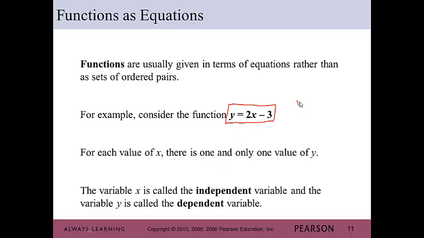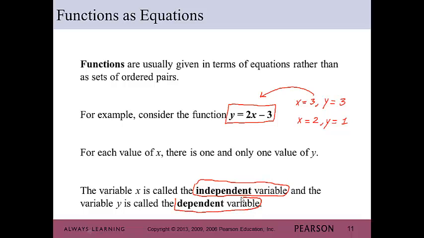So let's say I chose x to be 3. What I would do is plug it in and figure out what is y. So y in that case would be 3. What does it say if I let x be 2? Then y would be 1. So for each x, there is only one y. The variable x is called the independent variable, and the variable y is called the dependent variable. X is independent because you choose it to be any value you want. Y is dependent because it depends on the value of x that you've chosen.